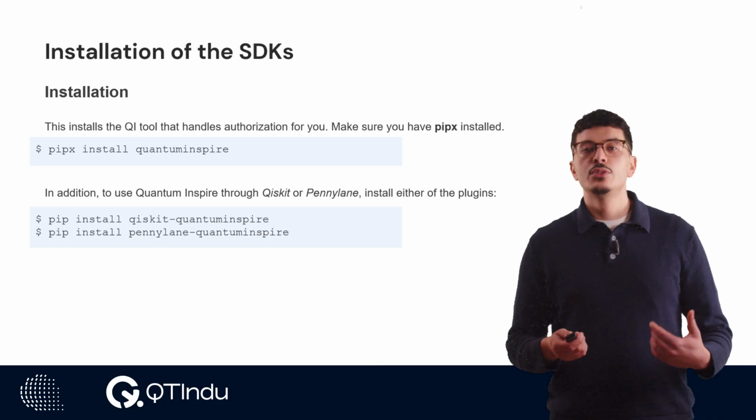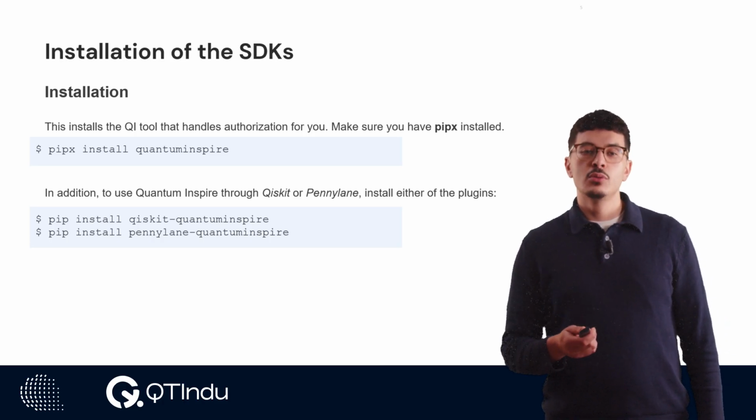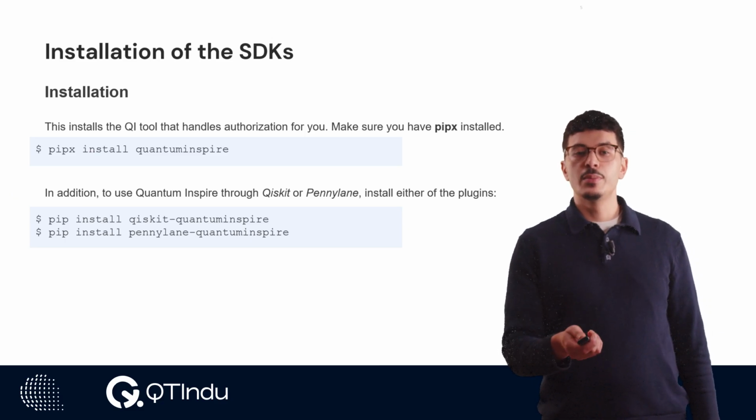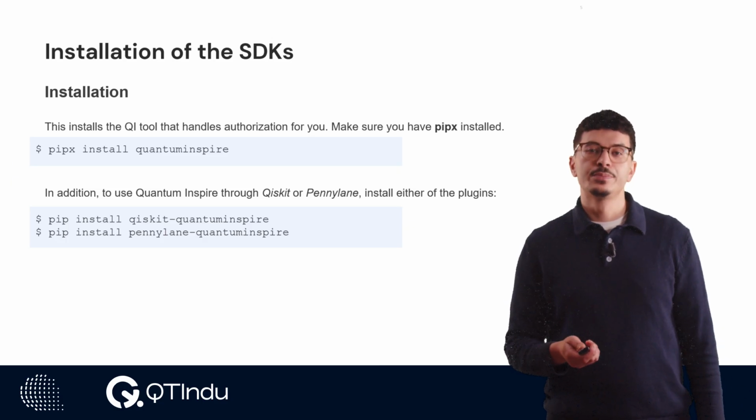Now let's dive into installing the SDKs. Before you get to use any of our Python frameworks, you will have to install our CLI tool, which can be installed through pipx globally on your system. To do this, run pipx install quantum-inspire, and this will install the latest version of this package.